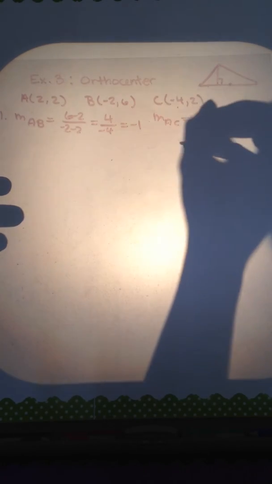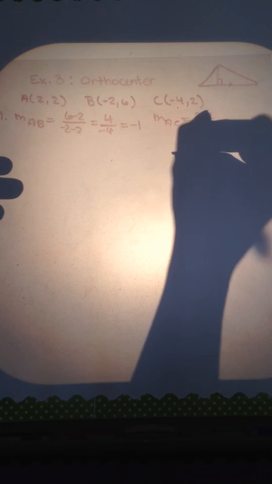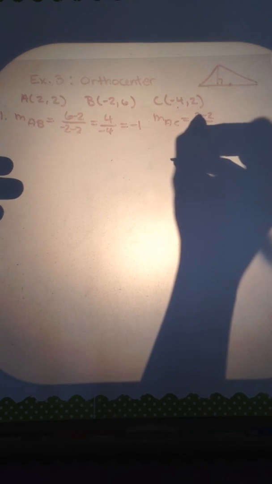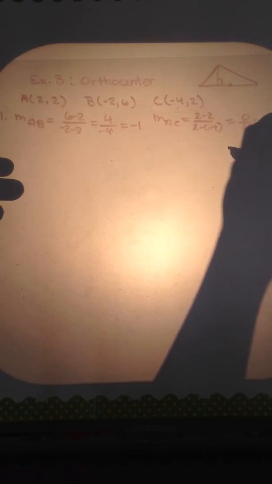Then for AC, I'm going to do 2 minus 2 over 2 minus negative 4, which will give me 0 over 6, which is 0. Remember, 0 on the top is 0, 0 on the bottom is undefined. So I have my slopes.